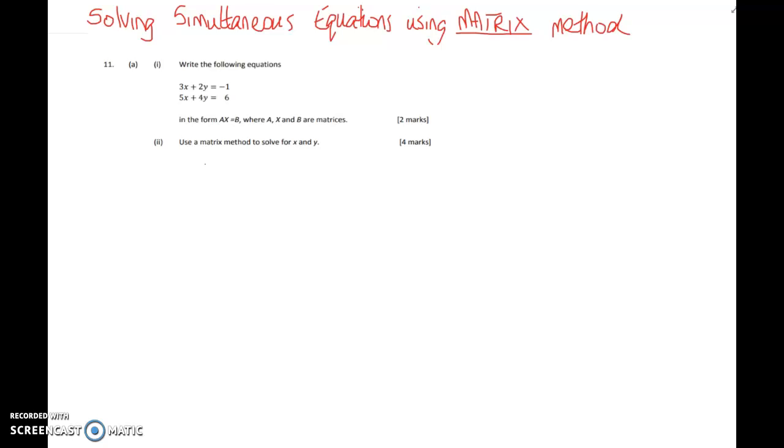Hi everyone, so now we're looking at solving simultaneous equations using the matrix method. Now, I have a question here. This is actually a CXC past paper question.